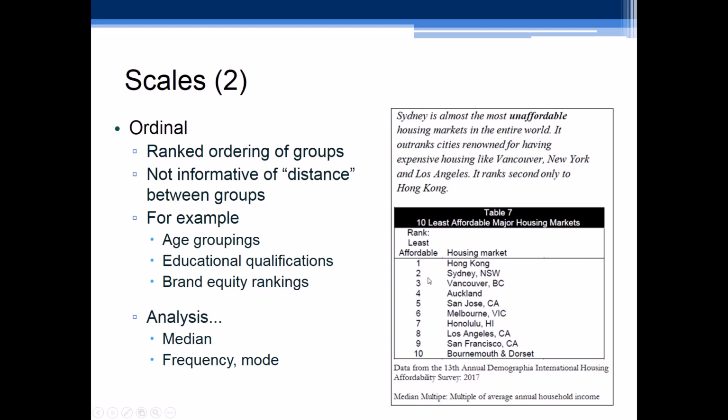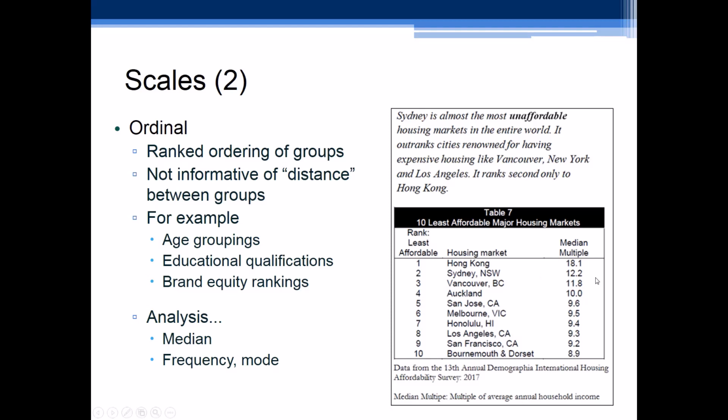But the thing is, with this, we don't know the difference between each of these ranks. So it may be that Sydney and Vancouver are actually ranked very close together, with Sydney just ahead, and then Hong Kong is much less affordable, or it may be that Sydney and Hong Kong are very close together. That rank ordering doesn't tell us the magnitude of difference between those ranks. And I can tell you based on the actual numbers what that truly looks like, and over here on the right you can see that the ranking is based on multiples of median household incomes in each of those places.